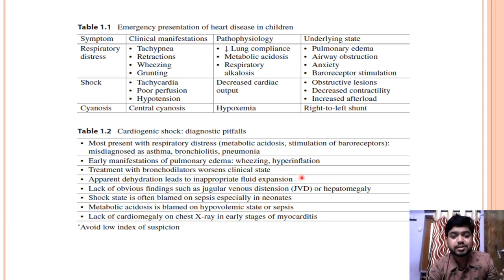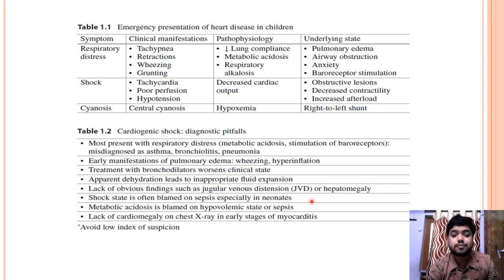Then apparent dehydration leads to inappropriate fluid expansion. So already you see the child may appear dehydrated, but he may be fluid overloaded, his heart may be failing, he may have huge hepatomegaly. If you don't palpate, you will miss it. You tend to give fluid, thinking he has cold extremities, he may have shock, and try to push the bolus, but already he may have massive hepatomegaly. Then lack of obvious findings such as JVP distension. Sometimes when you fail to observe increased JVP or hepatomegaly, you tend to misdiagnose.